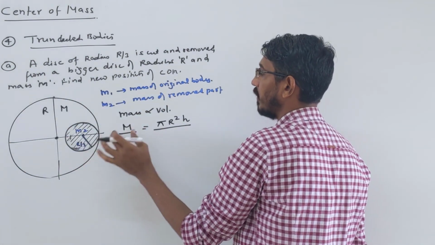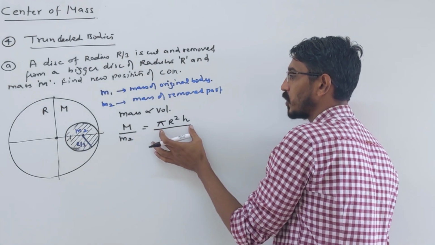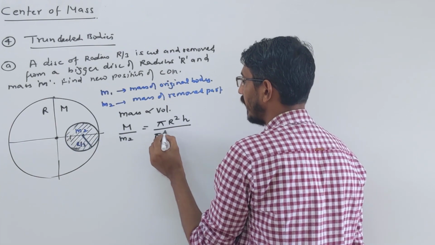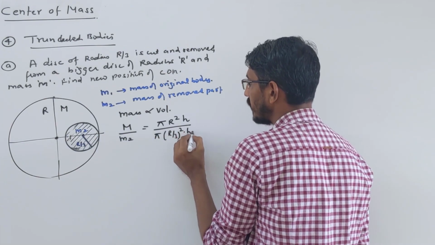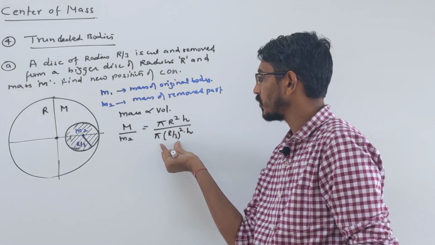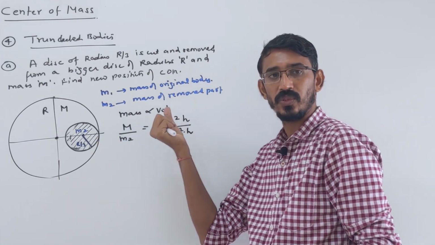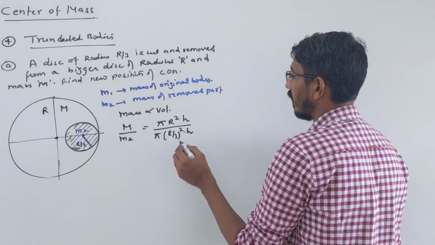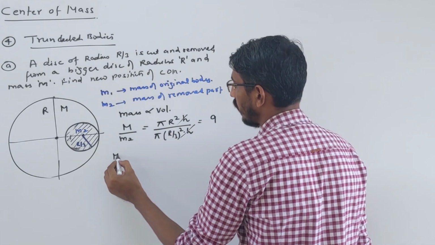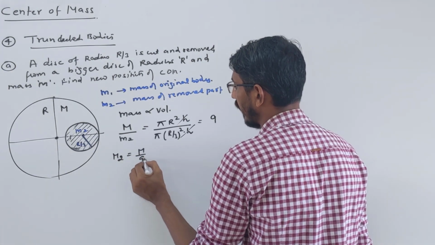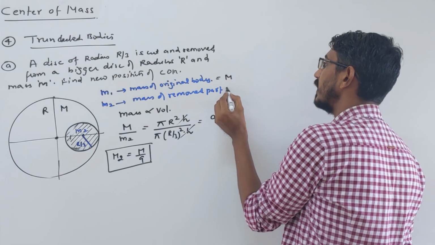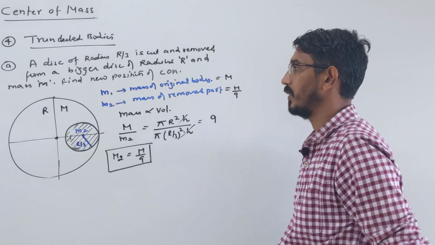The mass of the big disk m has volume pi r square h. For m2, the mass of the small disk, the volume is pi times r by 3 squared into h, with the same thickness for the small and big disk. So the thickness being the same, this simply becomes area, pi r square, and you can write mass is proportional to area also. Let's calculate this. This becomes 9. It means your m2 is nothing but m by 9.